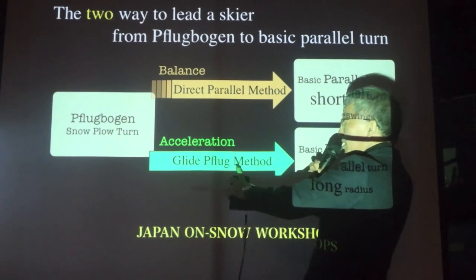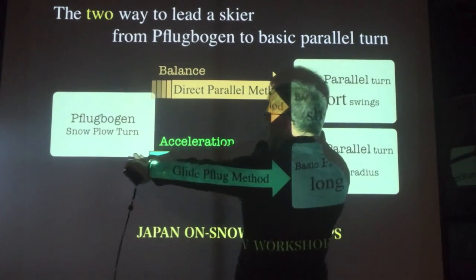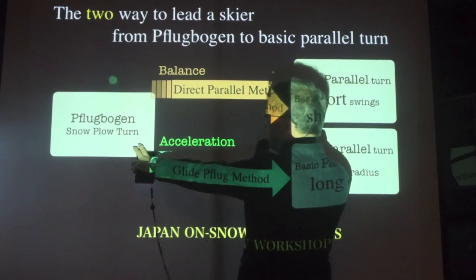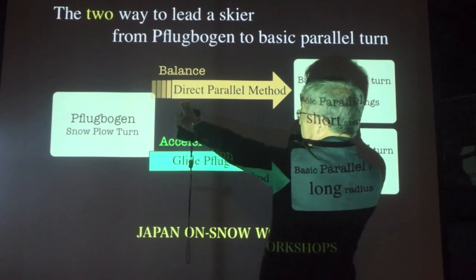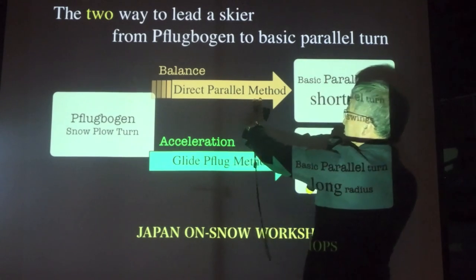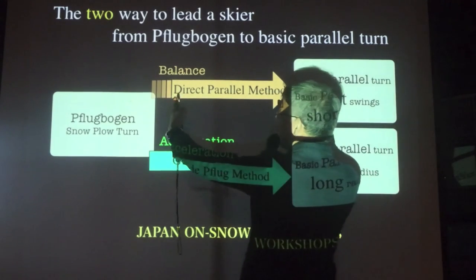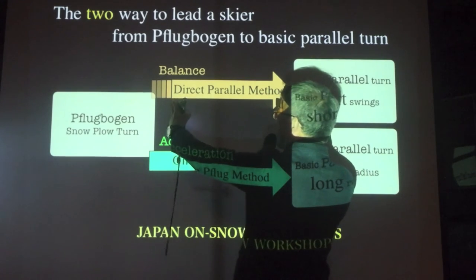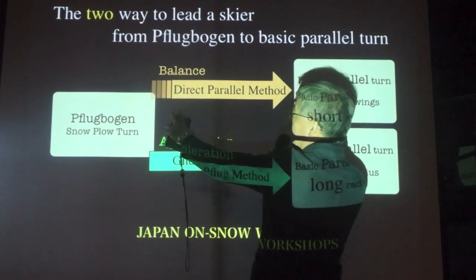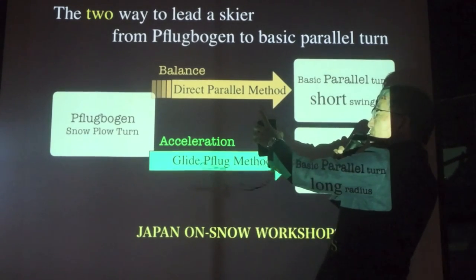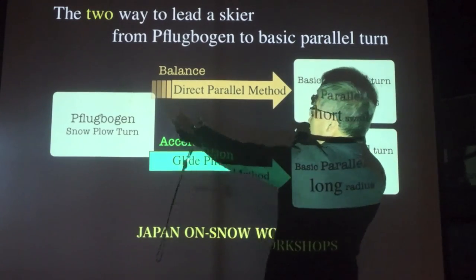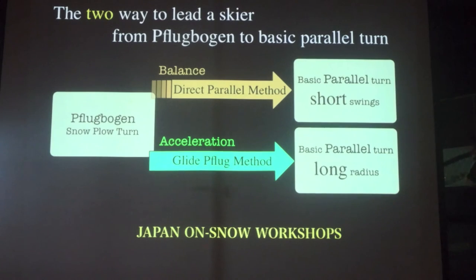Glide-Prüg method is a directory from the Prüfbogen, but with direct parallel method from here, they're using a parallel stance and a parallel motion. So you see the direct means the indirect phase.